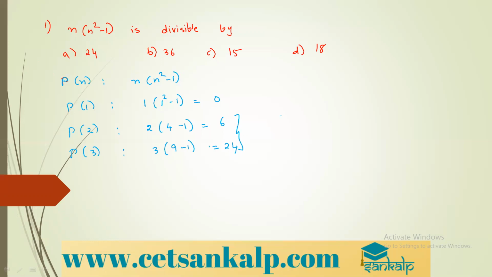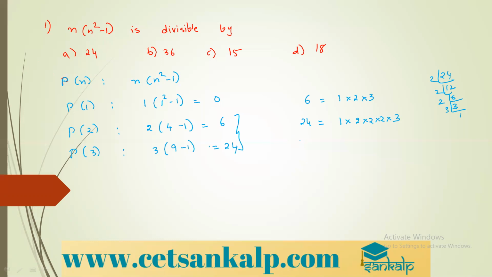How to find HCF? Do you remember? How did you find HCF? So 6 is there. What are the factors of 6? 1 into 2 into 3. What are the factors of 24? 1 into 24, or 3 into 8. You can take like this, 24: 2 12s, 2 6s, 2 3s. So 1 into 2 into 2 into 2 into 3.